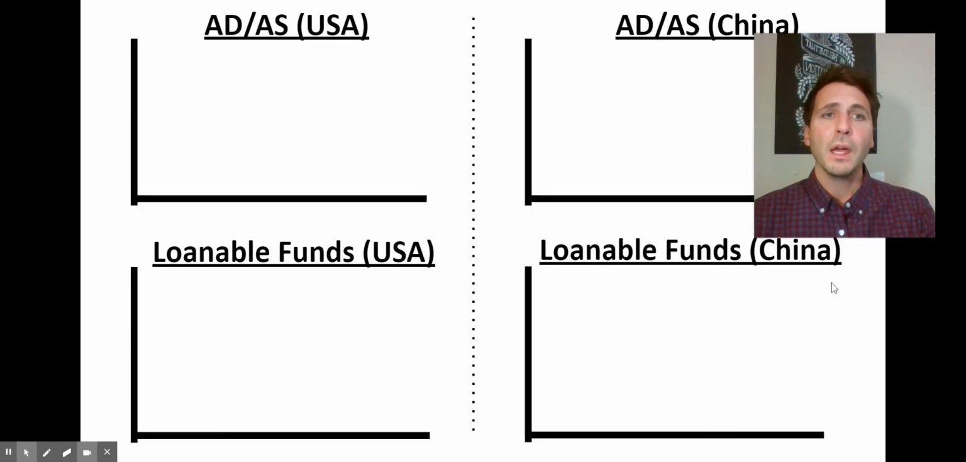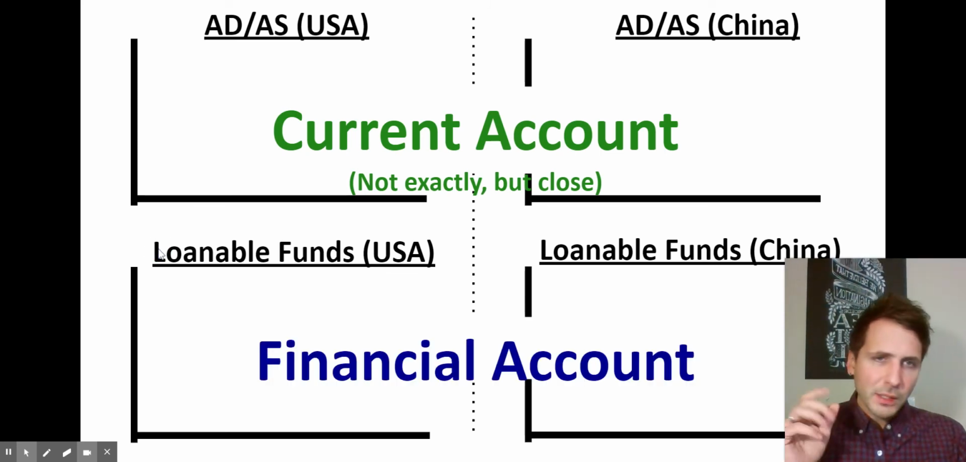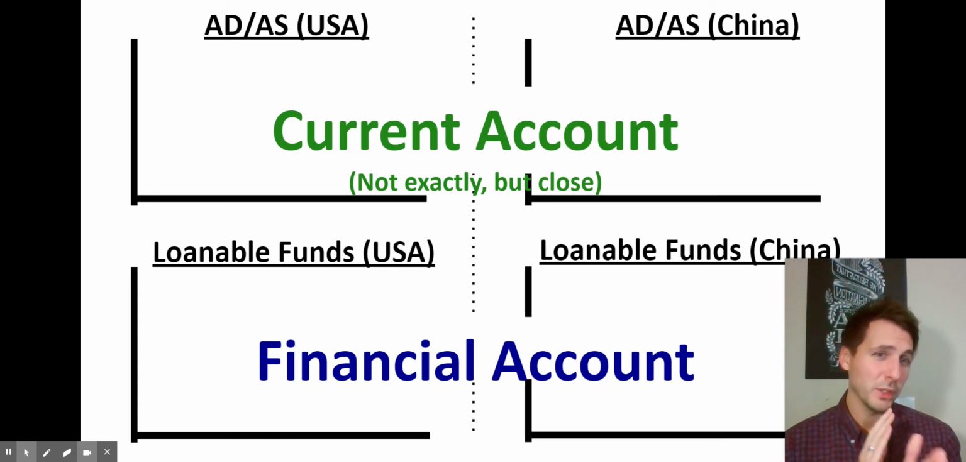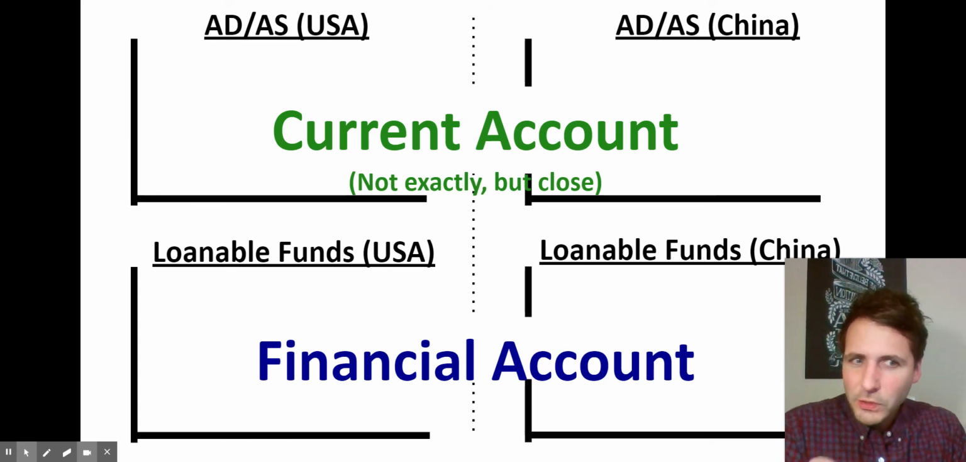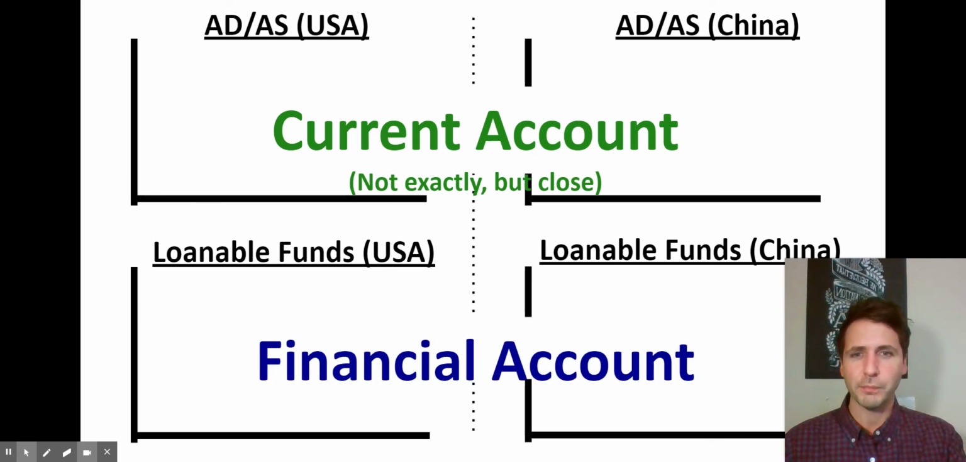Okay? All right. Final little exercise. This might be helpful for you, it might not, but think of it this way. Our AD-AS model is kind of like the current account, the one and done, right? Goods flowing in and flowing out. And our net exports shows up on there. And our loanable funds market is sort of like our financial account, right? Money flowing in, money flowing out.